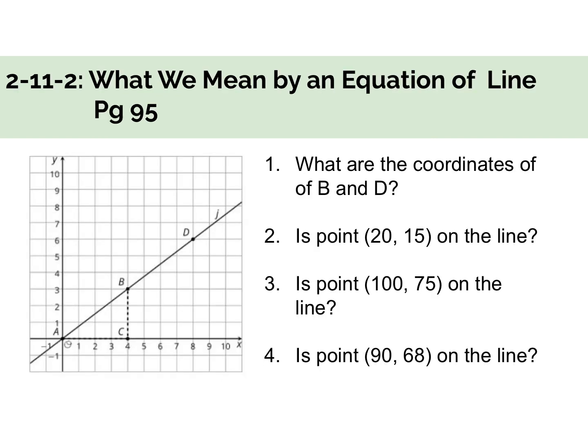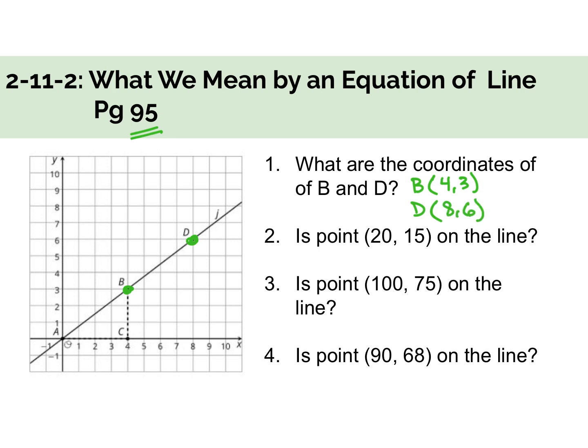So let's turn to page 95. So we're going into lesson 11. On page 95, what are the coordinates of B and D? So B, that coordinate is 4, 3, and D is 8, 6.